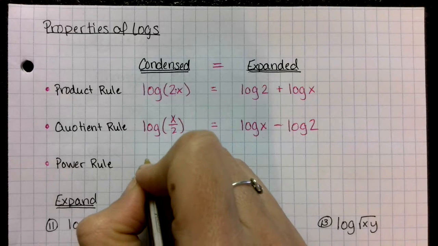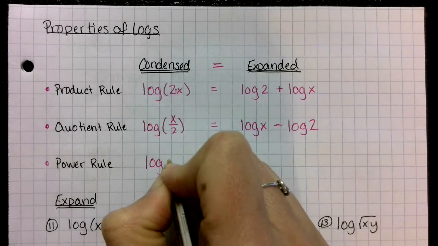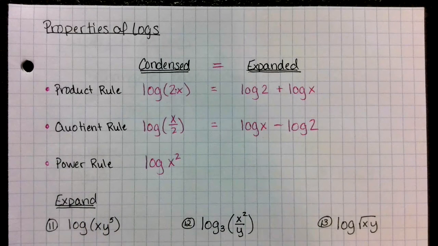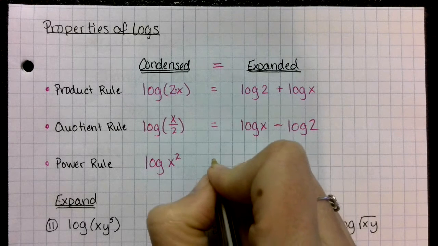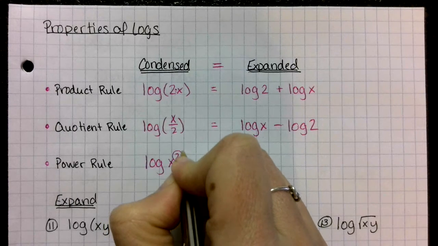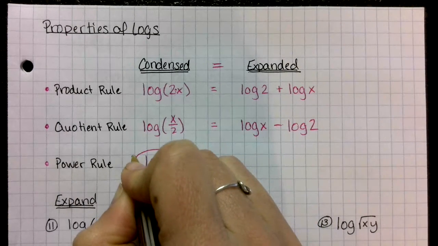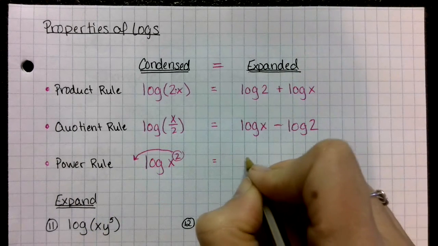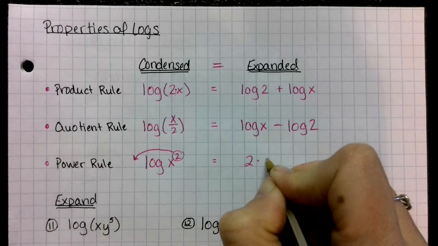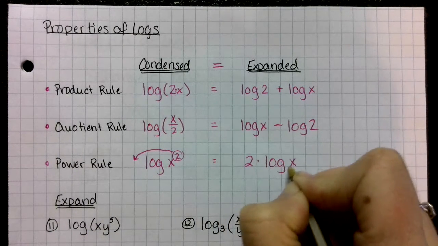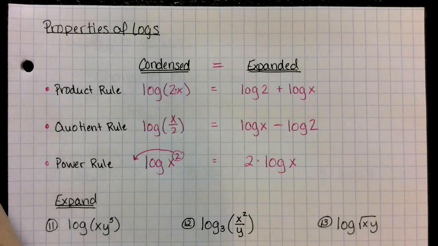And then the last one is the power rule. So let's say we have log of x squared. So this is one that you guys actually already used, and the power rule tells you you can take this exponent and you can move it out to the front. So this gets rewritten as 2 times log of x. Okay?